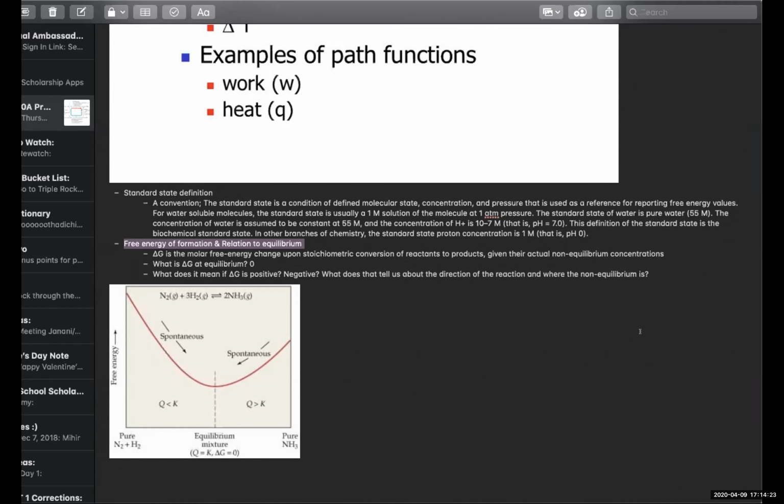0. Yeah, exactly. It's 0 because when you're at equilibrium, the forward reaction and the backward reaction are both not spontaneous. So the delta G value is telling you where the equilibrium would be, what reaction would lead you to equilibrium. If delta G is negative, the forward reaction is favored. If delta G is positive, the backward reaction is favored. This graph shows how that works.